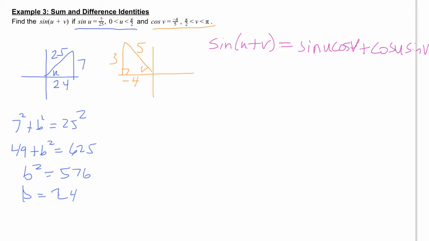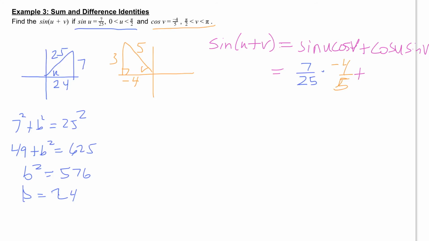And then we're going to start plugging everything in, evaluating it. So what is the sine of u? Well, we can get it from up here, which is 7 over 25, or you can get it by looking at your triangle, which is the opposite over the hypotenuse. Either way, the sine of u is 7 over 25, and that's coming from the blue triangle. Times, now we want the cosine of v. That's going to come from our orange triangle. Cosine is the adjacent over the hypotenuse, so we're multiplying by negative 4 over 5. Again, that's coming from the orange triangle.